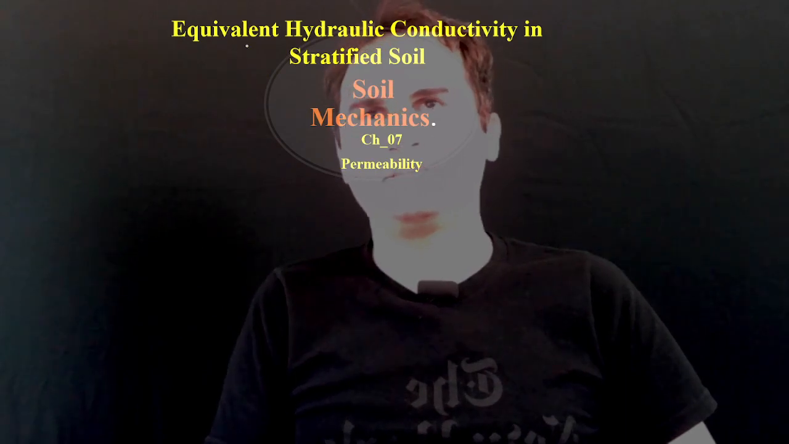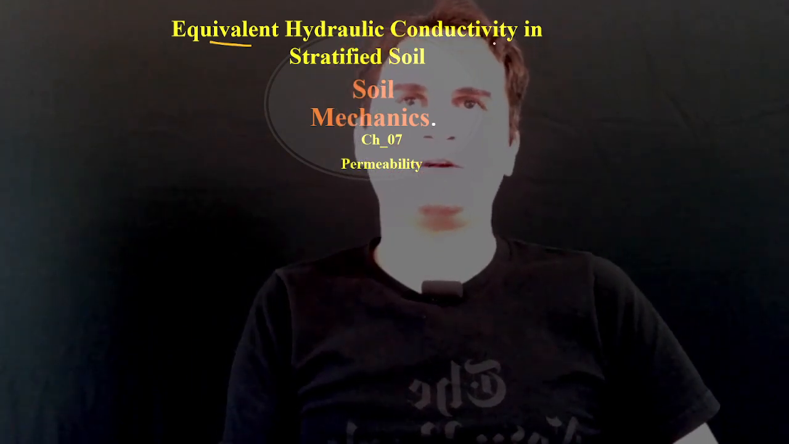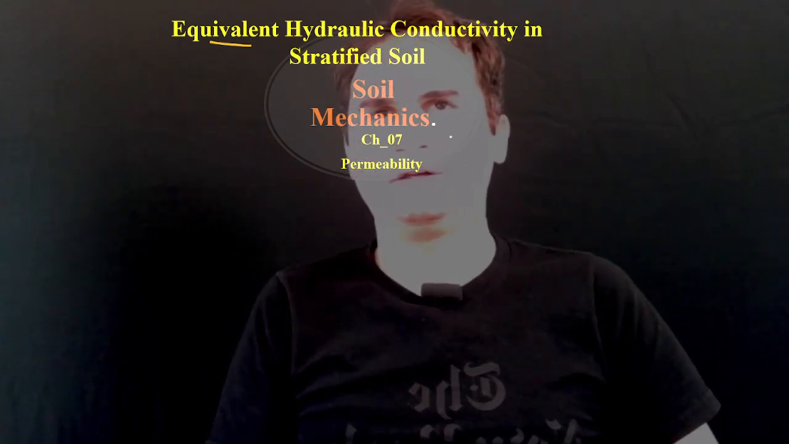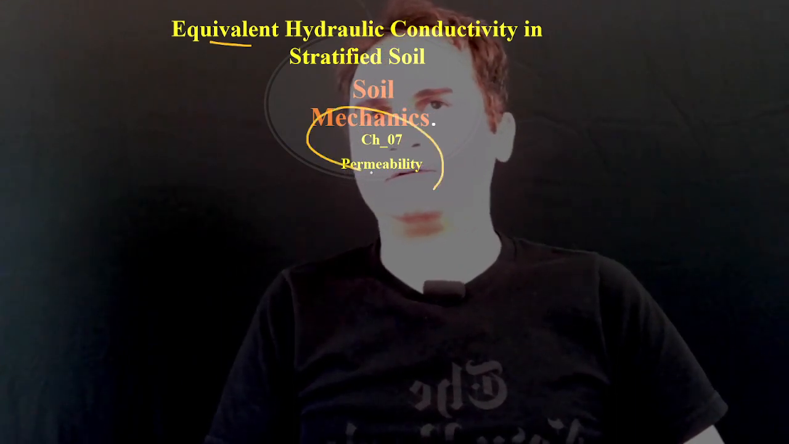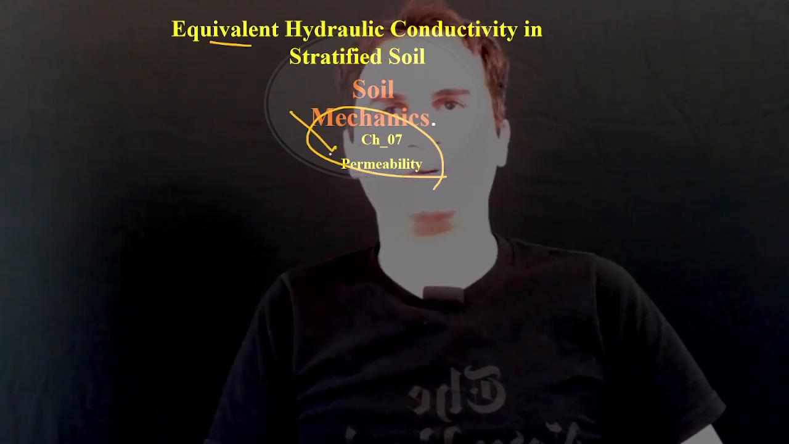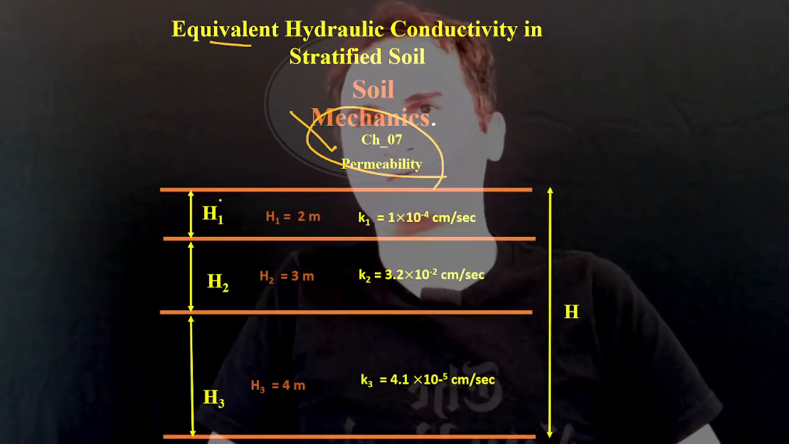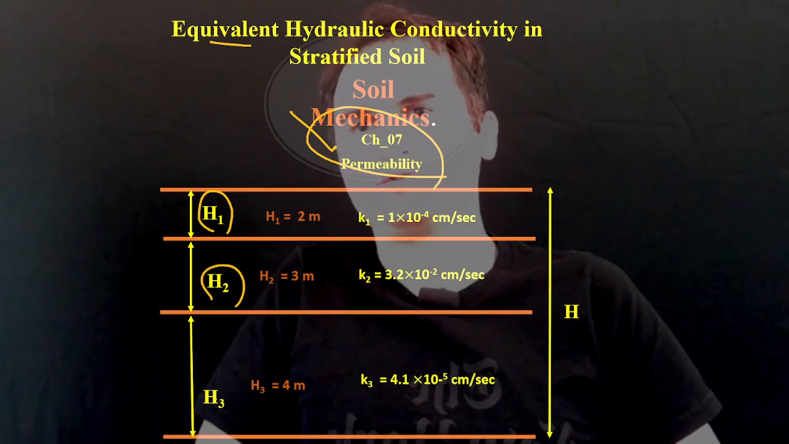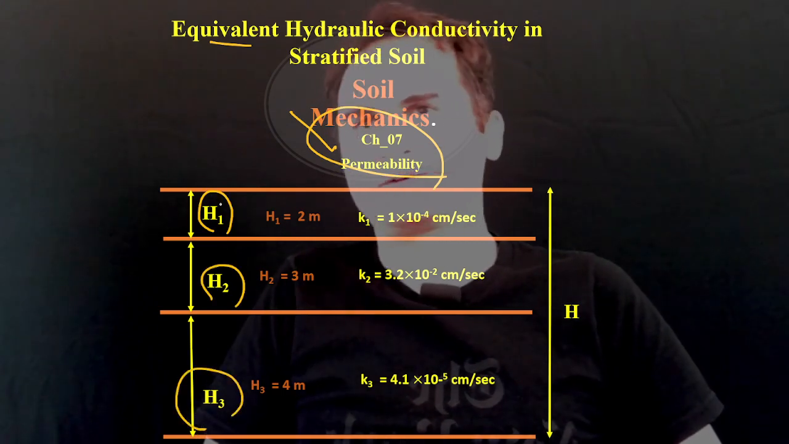Geotechnical engineering, part A, soil mechanics. We want to calculate equivalent hydraulic conductivity in stratified soil. As an example of permeability, consider stratified soil consisting of H1, H2, and H3 layers.